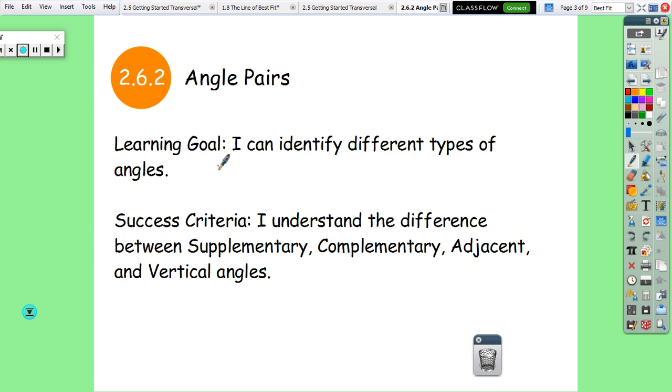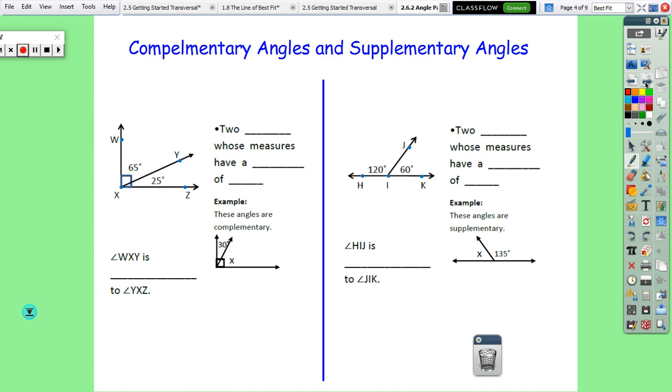Learning goal is I can identify different types of angles, and then we're going to differentiate between supplementary, complementary, adjacent, and vertical angles. There's that vertical angles again. All right.